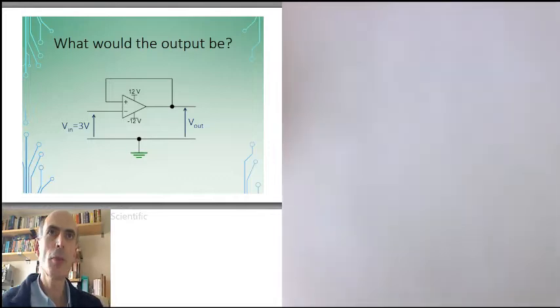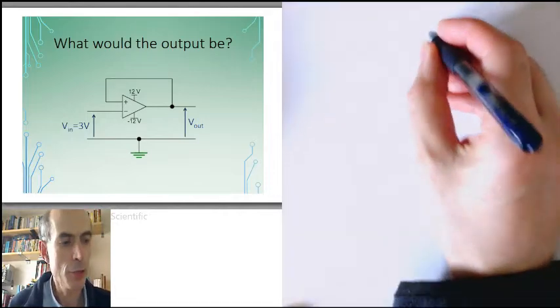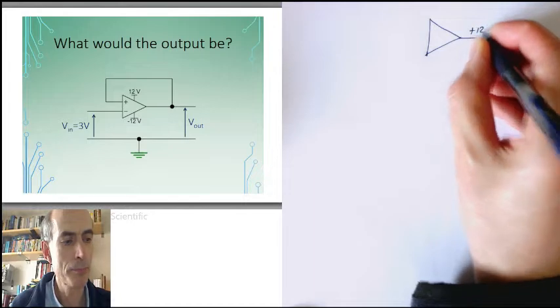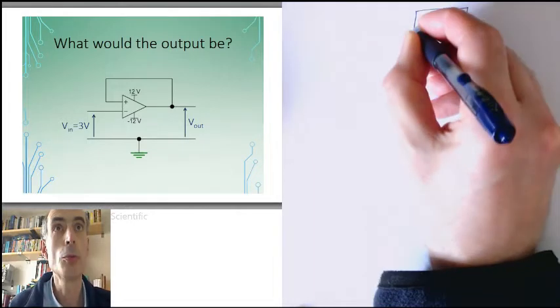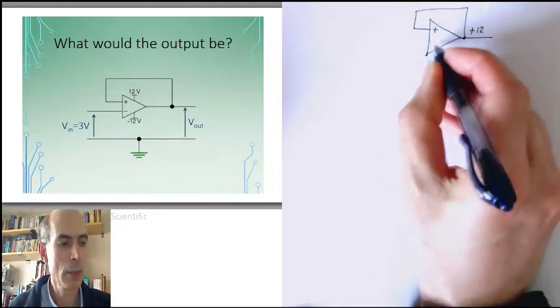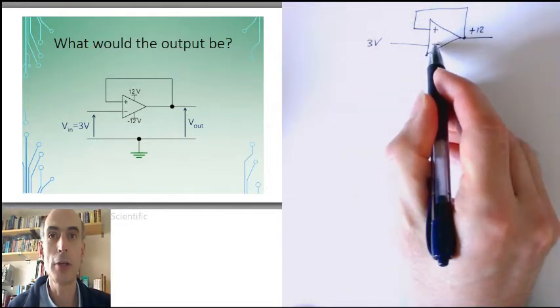First, consider what would happen if the op-amp was in a positive saturation state, which means that its output would be at its positive rail, at plus 12 volts, the maximum output that this op-amp could give. In that case, you would have plus 12 volts here on the output, which would mean that you would have plus 12 volts on the non-inverting input. You would have 3 volts in this case on the inverting input.